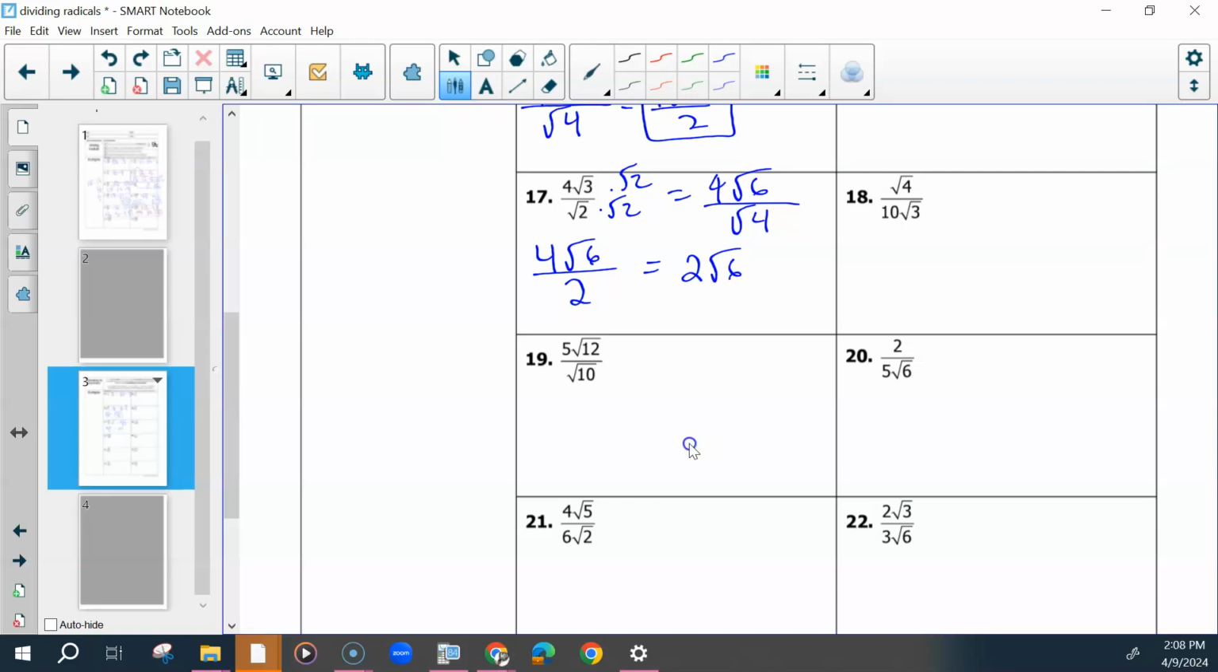So in 20, I can't simplify 2/5, but I can rationalize the denominator, and I'm just going to multiply the square root of 6 to both. So I know the square root of 36 is 6. So I have 2 times the square root of 6 over 5 times 6. So I have 2 times the square root of 6 over 30, which would simplify to be the square root of 6 over 15.